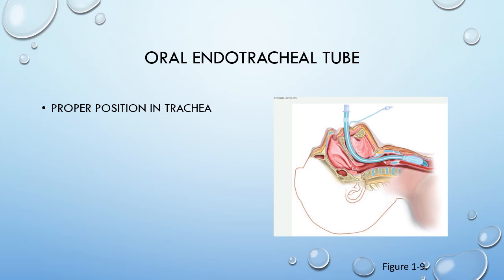So when you look, you're going to look for the vocal cords and the opening in between so that you can get that ET tube into the trachea, through the oropharynx, past the oropharynx into the trachea.